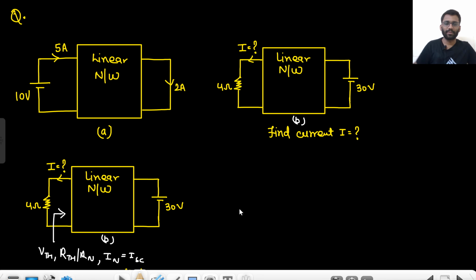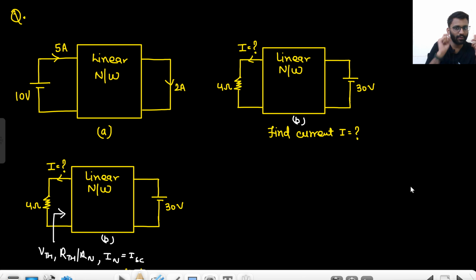We just saw the question. We needed to find the value of current I. We thought we can't really apply the reciprocity theorem directly. Okay. We can't really apply the superposition theorem directly. Okay. So what do we need to do? Now we have to find VTH, RTH. First thing we can do is that we can think of the circuit. If we want to go by the concept, then we will try to find VTH, RTH and ISC.